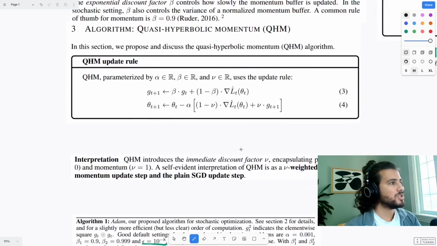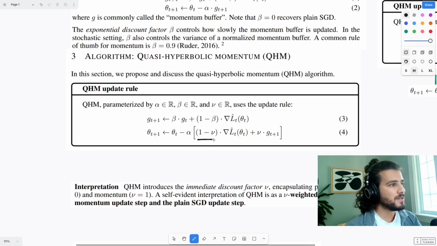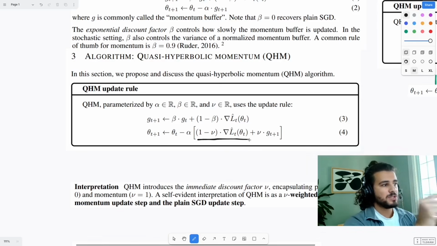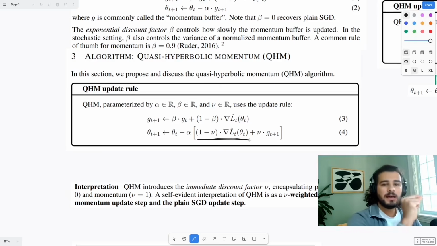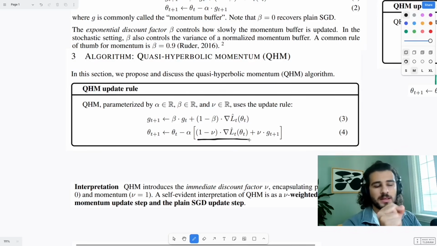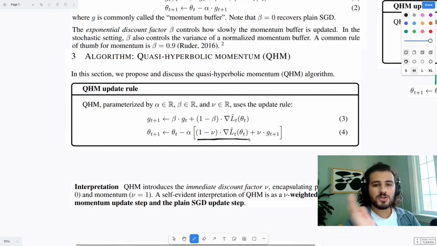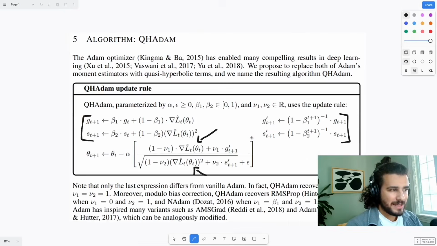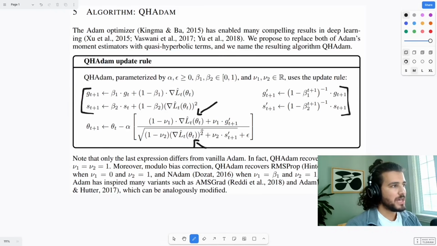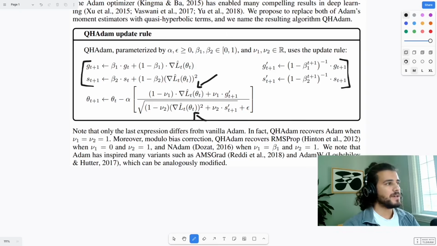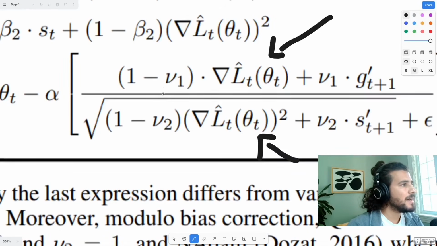If you look back at QHAdam, you see we have the parameter v, which is the immediate discount factor that is oscillating between two things. In QHM, it's either stochastic gradient descent if v equals 0, or momentum if v equals 1, and you can have a continuous type of blend between one or the other. It looks like the same thing in QHAdam, but not exactly, right? Because if you take a quick look, we have v1 and then we have v2.